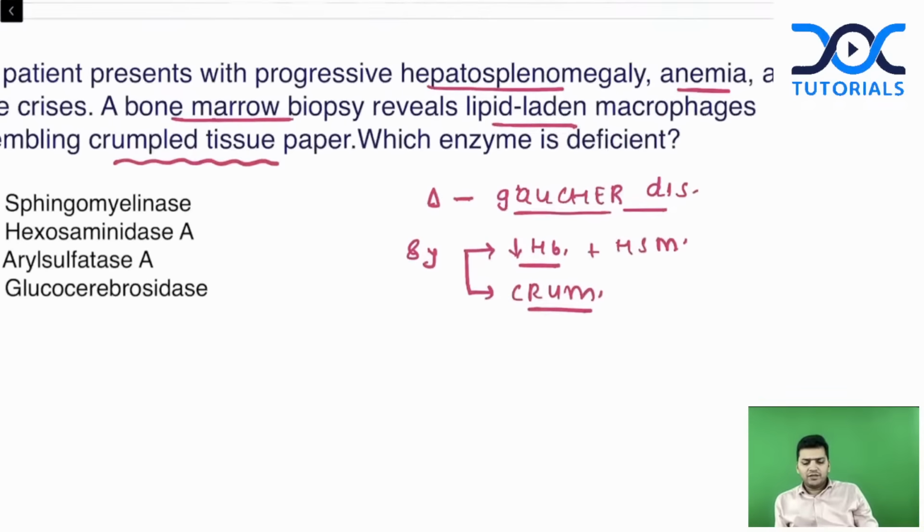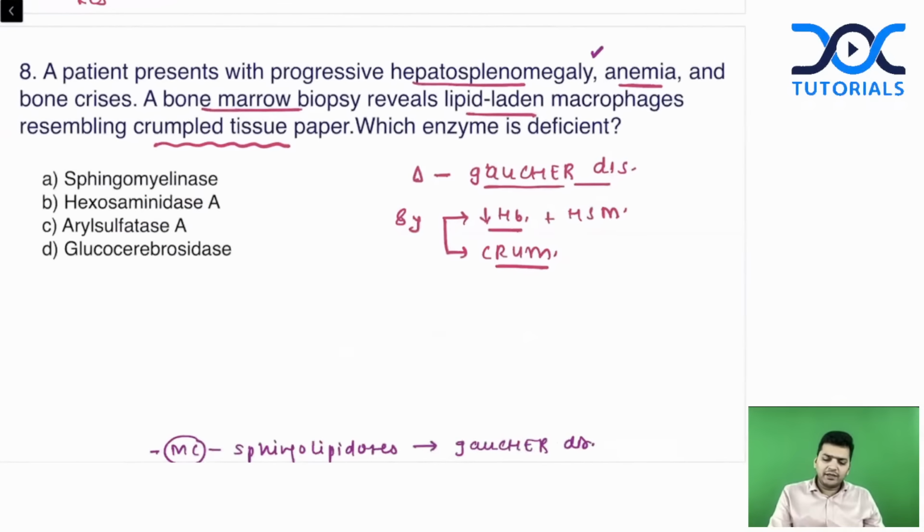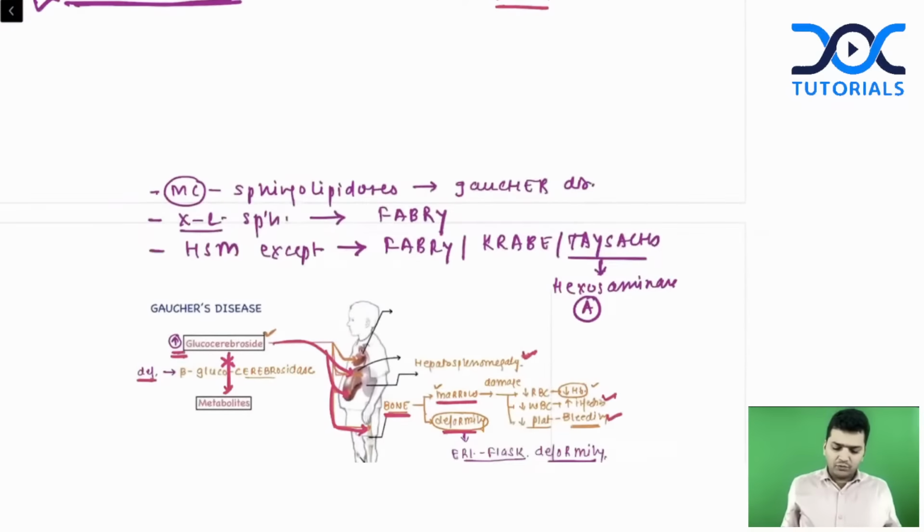So here you can see the hepatosplenomegaly, anemia, the bone marrow biopsy, lipid-laden macrophages, crumbled tissue. The diagnosis was Gaucher, and it is due to deficiency of beta glucocerebrosidase. So the answer is going to be glucocerebrosidase. The better answer would have been beta glucocerebrosidase. Right? Okay. Let's move to the next one.